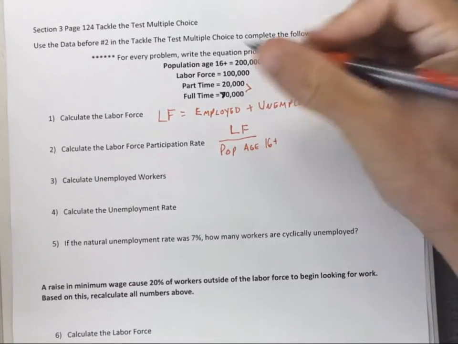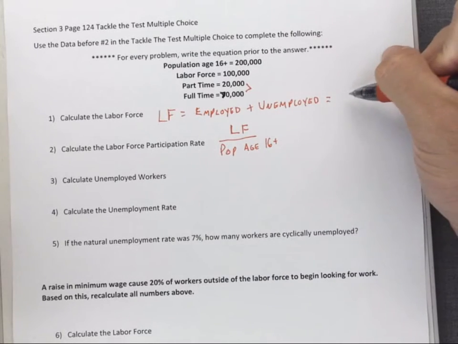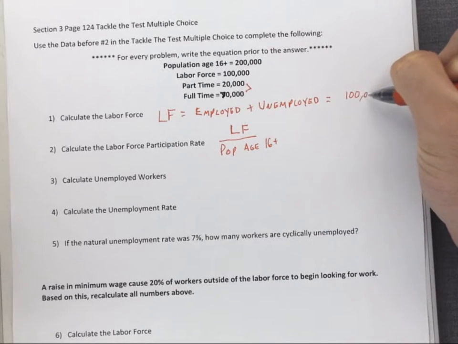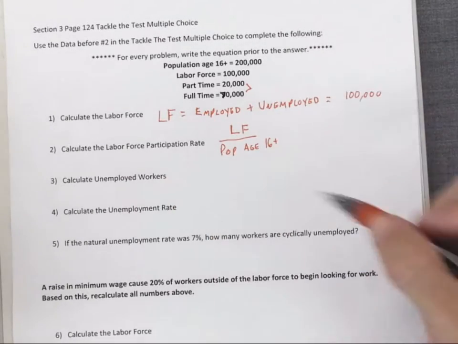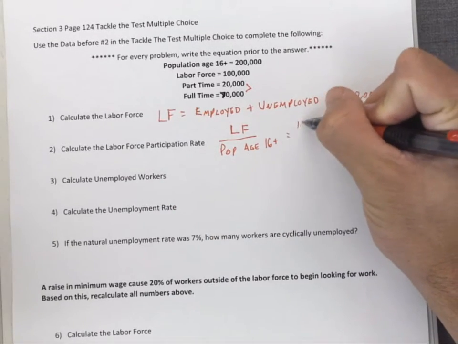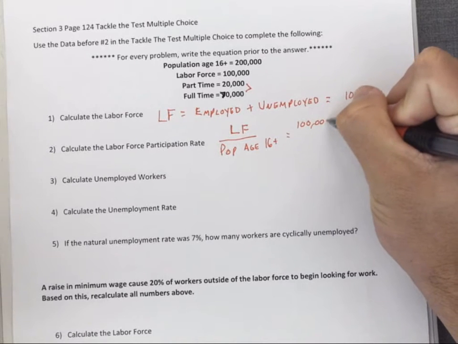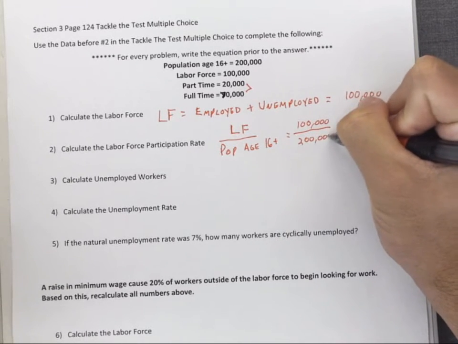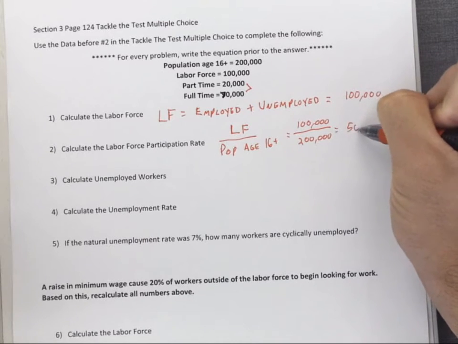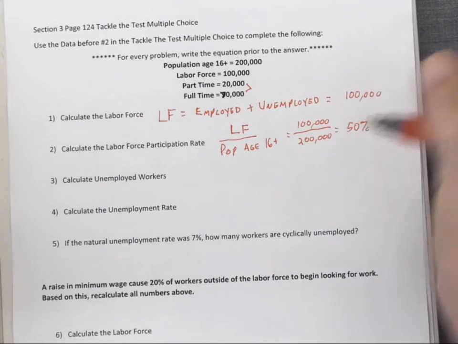So labor force then in the situation above is 100,000 because they state it. We're actually going to use that to calculate unemployed because that's the missing variable. But the labor force participation rate is then 100,000 over the total people 16 and over, which is going to be 200,000, which gives us 0.5 or 50%.